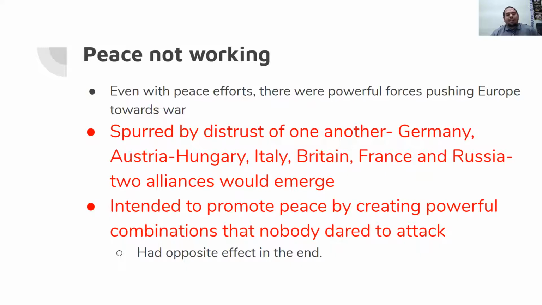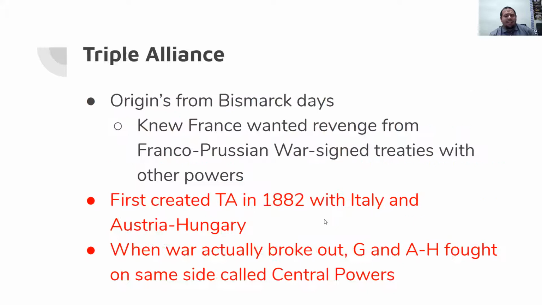So Germany, Austria-Hungary, Italy, Britain, France, and Russia, those are the main powers, and they soon will form two different alliances. And these alliances intended to promote peace by creating powerful combinations that nobody dared to attack. So you could almost say the original Big Three. But of course, they had the opposite effect in the end. Hindsight 2020.